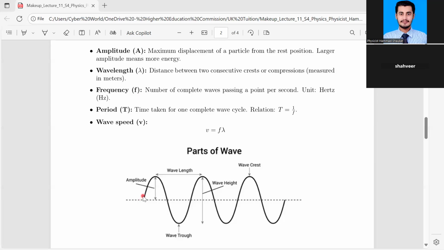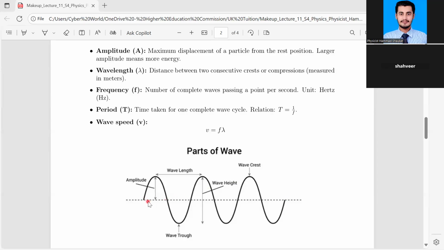And if the total time this wave took from this to this is 1 second, then as I mentioned before, the total number of waves passing in 1 second is known as frequency. So can you tell me what is the frequency of this wave? 1 hertz, 2 hertz, or 3 hertz? 3 hertz, yes. Perfect.